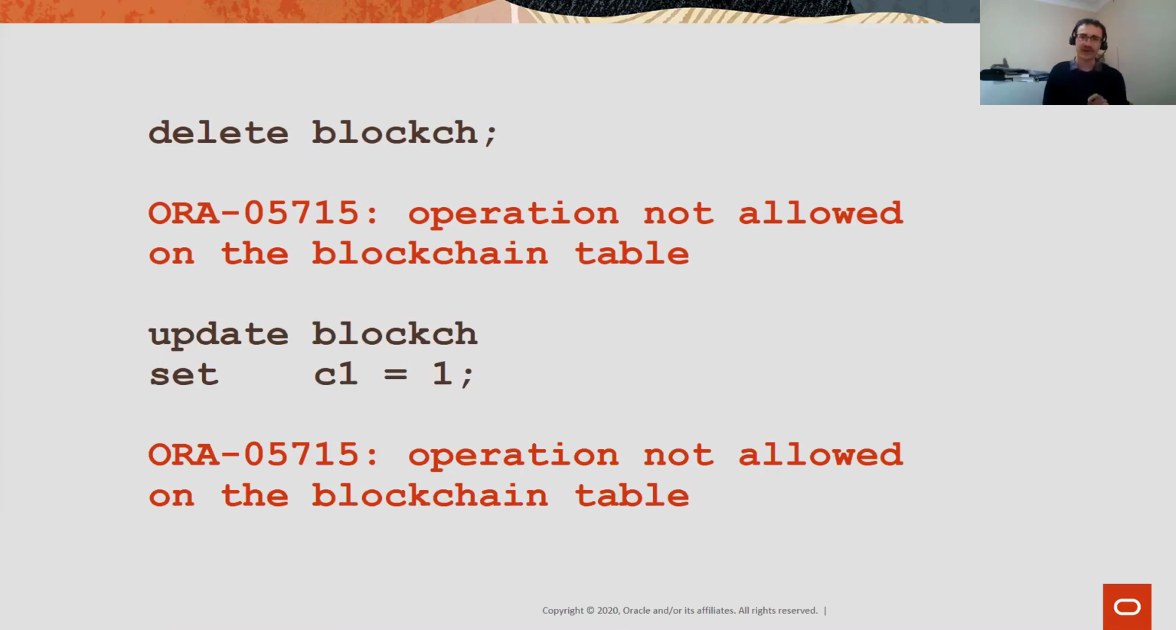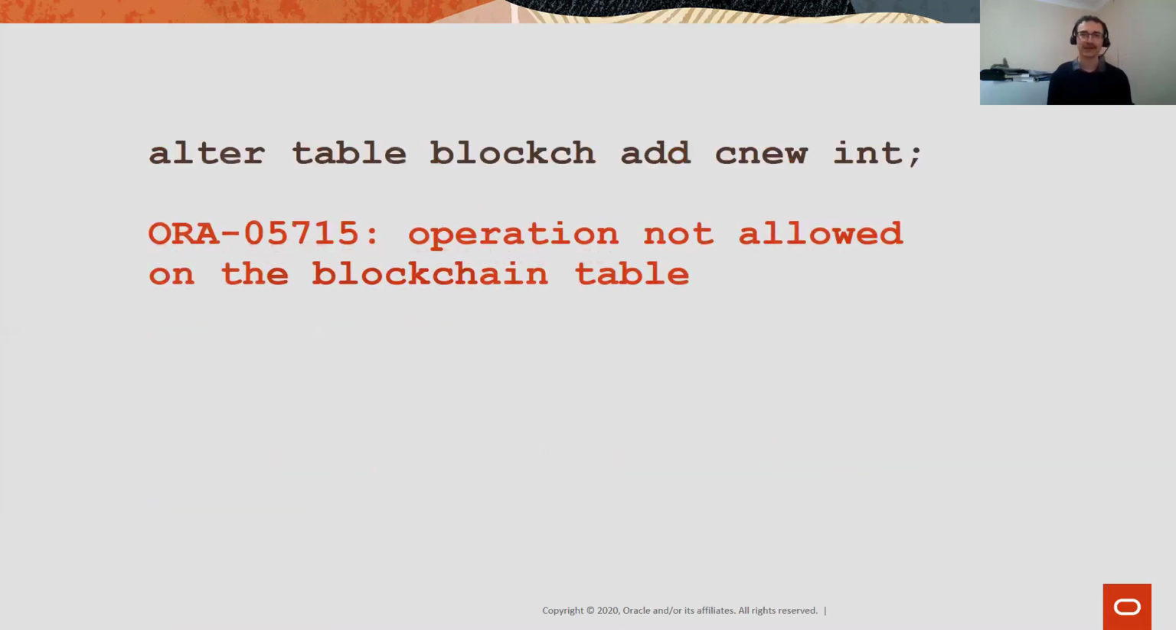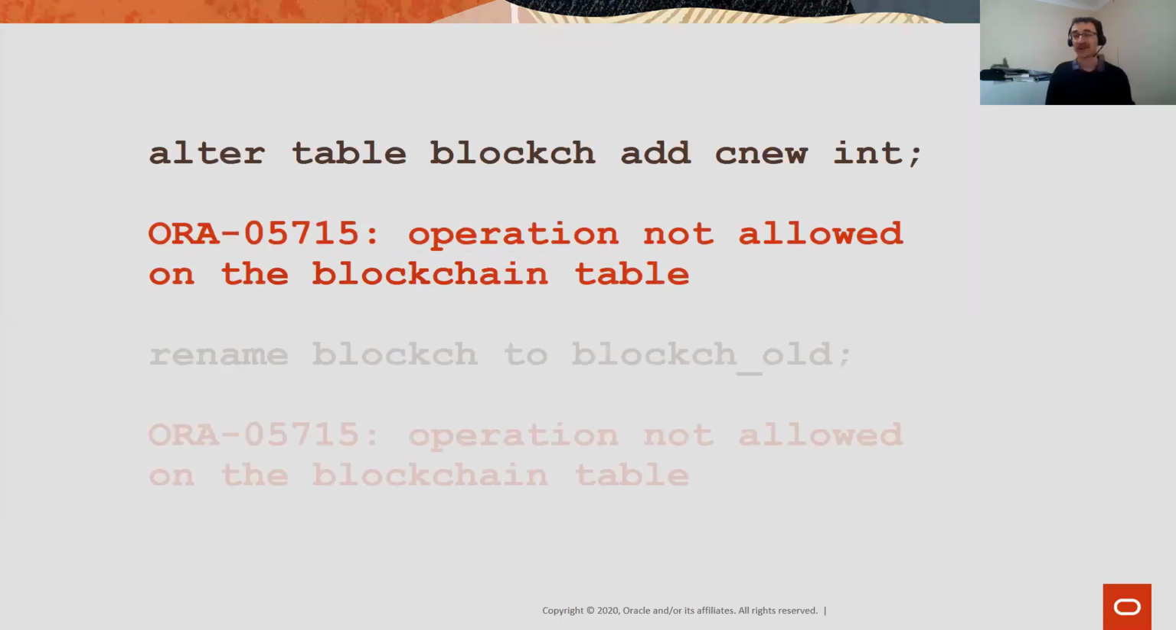Also worth being aware that you can do some DDL operations against a blockchain table, but there are some key ones you cannot do. In particular, you cannot add or remove columns from a blockchain table. Interesting. Okay. That's going to make things potentially a bit challenging for your applications, right? So you can't add columns to a blockchain table after you've created it. You also can't rename it.